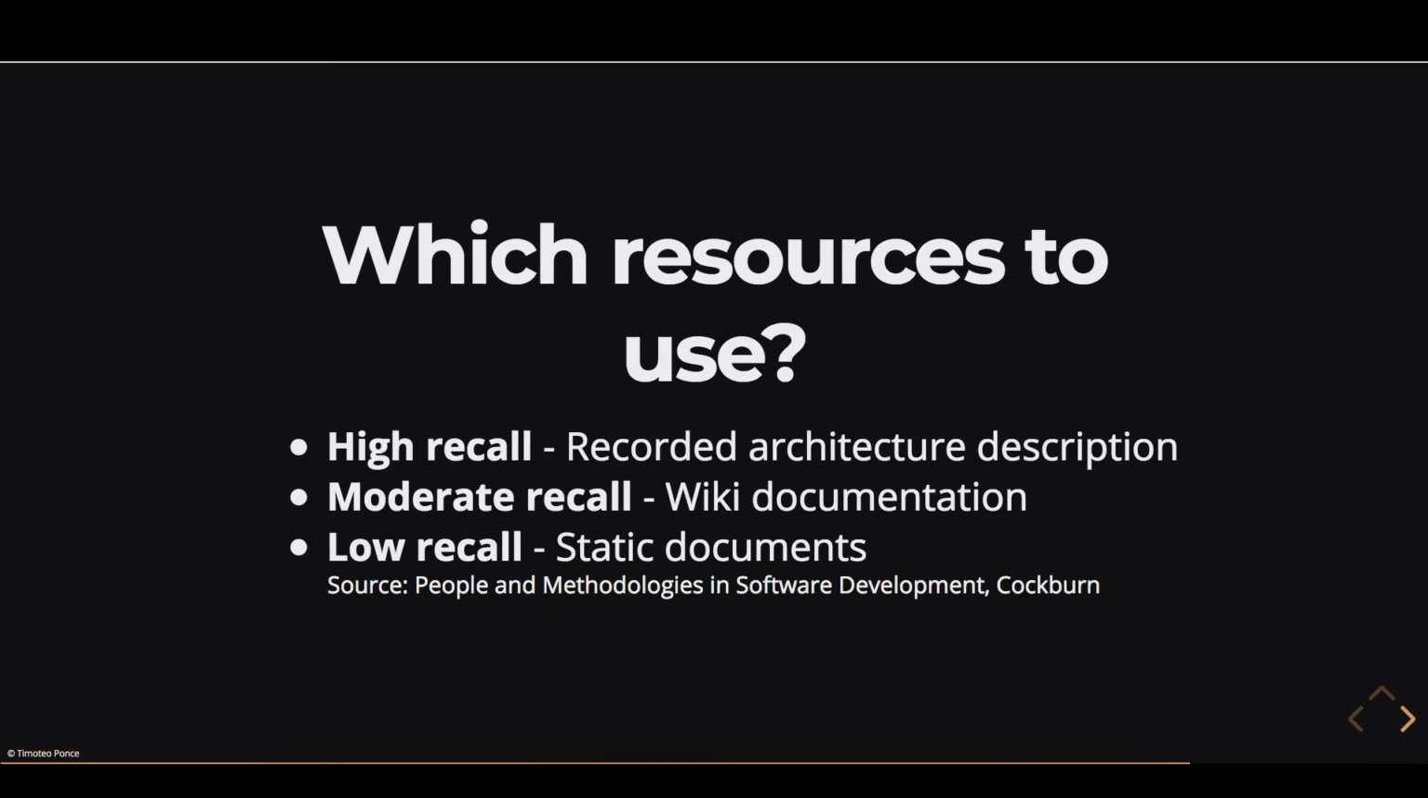So even if we use UML or any other tool or aid for documenting architecture, which resources should we use? Using the source People and Methodologies in Software Development from Alistair Cockburn, he classifies the documentation and the effectiveness of the documentation in 3 levels: high recall, moderate recall, and low recall. And recall means the retention level of the different people on the team of some type of documentation or resources for documenting something.